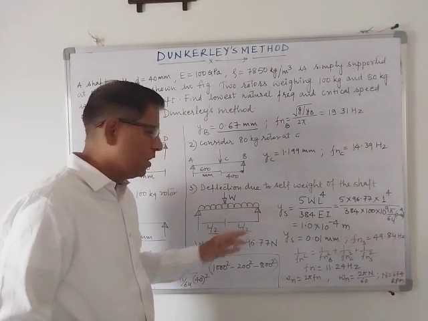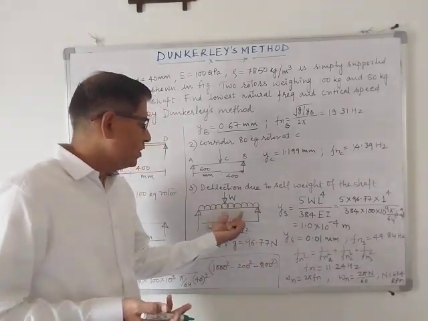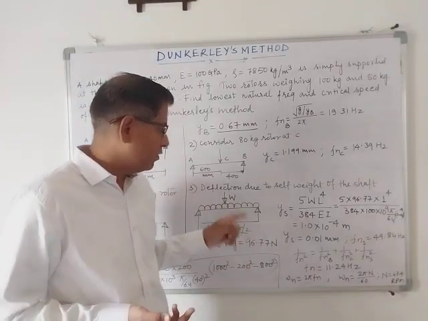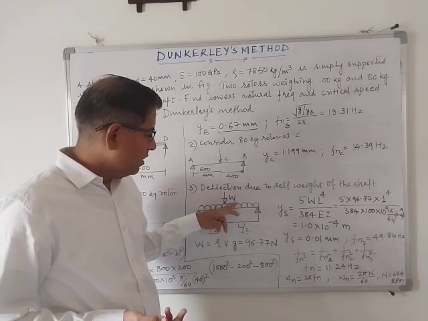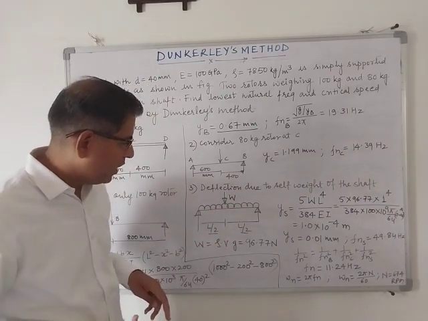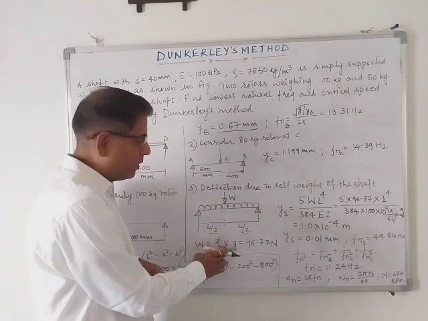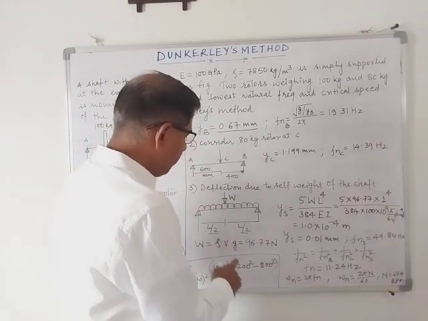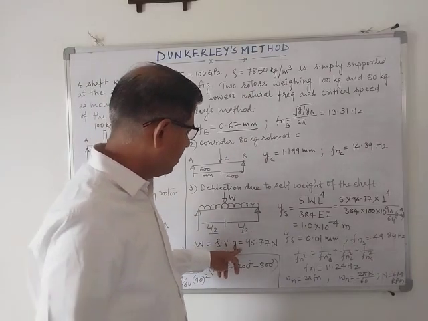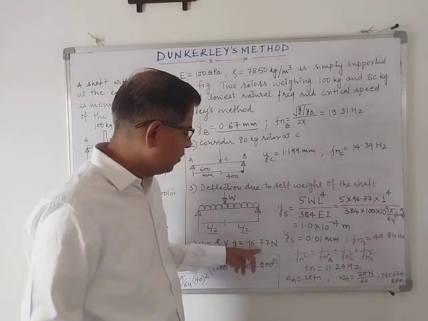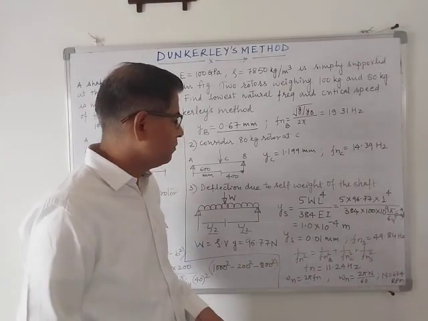This shaft is simply supported. In the Dunkerley method, you need to consider the shaft as simply supported only. So this is a simply supported UDL beam. Here the weight of the shaft can be found by using the formula density multiplied by volume into acceleration due to gravity. If you put in the values of density, volume, and acceleration due to gravity, the weight of the shaft comes out to be 96.77 Newton. So this is the weight of the shaft.